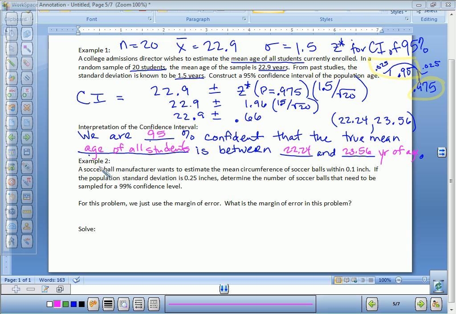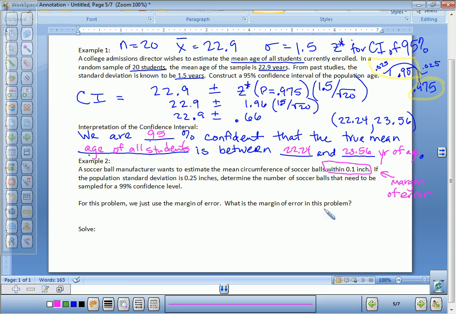All right, now, example 2 has to do with soccer balls. It says, a manufacturer wants to estimate the mean circumference of the balls within 1/10 of an inch. That 1/10 of an inch is what that manufacturer will accept. If it's off by 1/10 of an inch, I'm good with that. That is margin of error. That's what they're okay with.